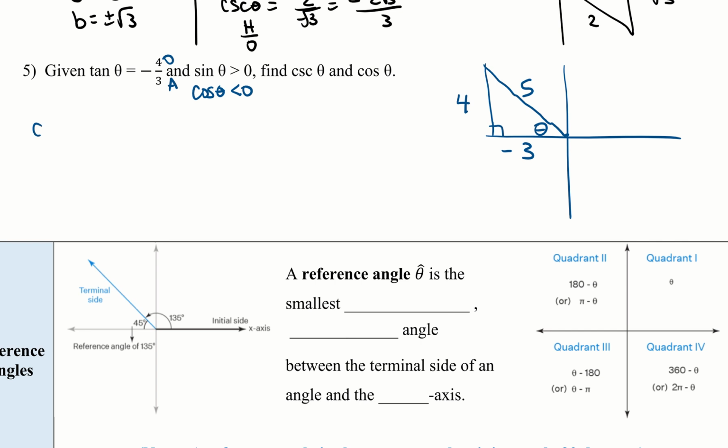I want to find the cosecant of theta, which is the reciprocal of the sine. So instead of opposite over hypotenuse, I'll do hypotenuse over opposite. And I'll get 5/4. And then the cosine is adjacent over hypotenuse, so negative 3/5.